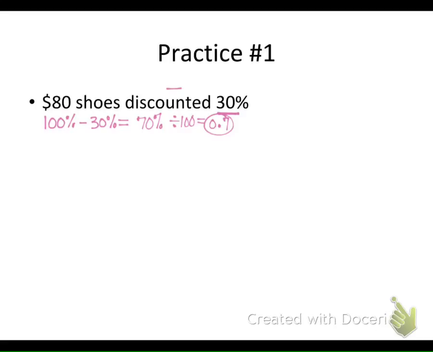The last step says multiply the original amount by the multiplier. So what was my original amount? $80. So I'm going to take $80. If you notice, I put in my dollar sign times my what? My multiplier. What's my multiplier? 0.7. So what's $80 times 0.7? 56 what? Dollars. Good. So by the time they apply that 30% discount to those $80 shoes, I can get them for $56.